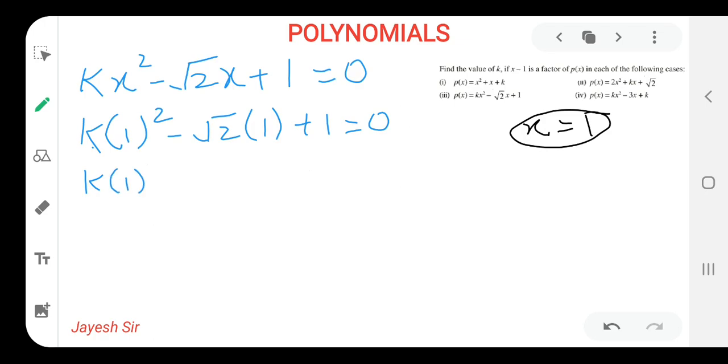Square of 1 is 1 as it is. Now root 2 into 1, root 2 as it is, plus 1 is equals to 0. Now k into 1, k minus root 2 plus 1 is equals to 0, because k into 1 is k.